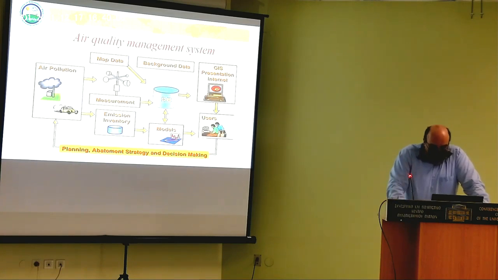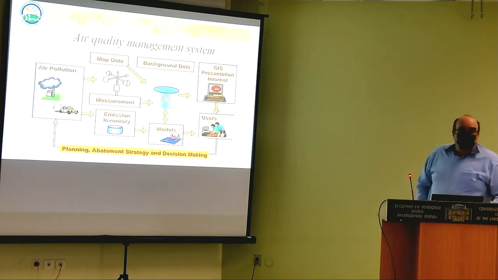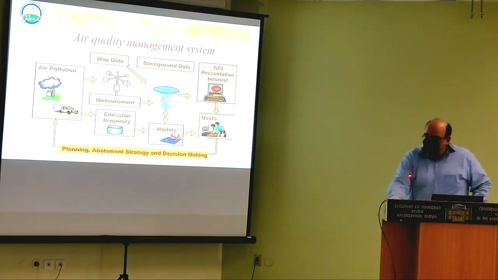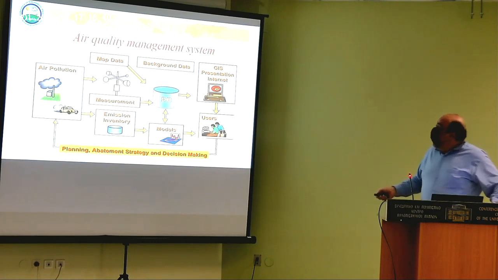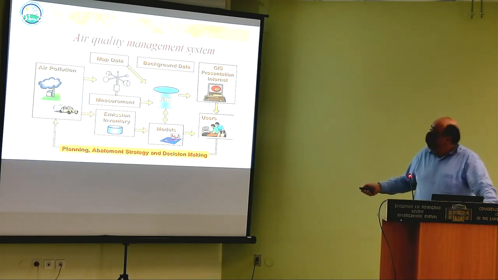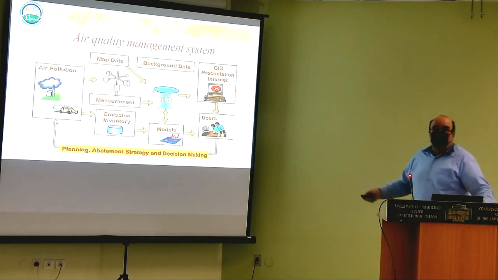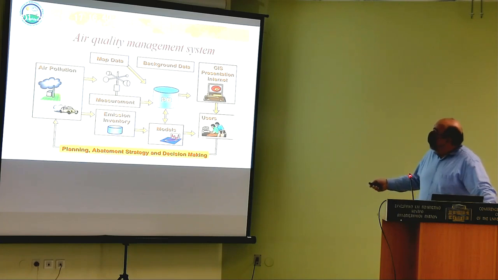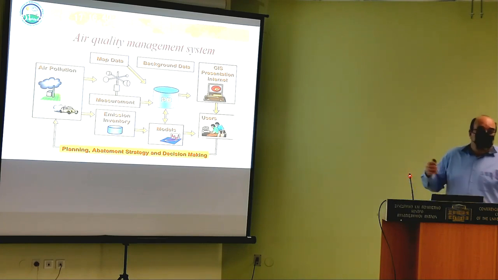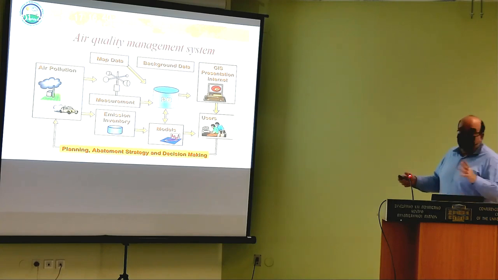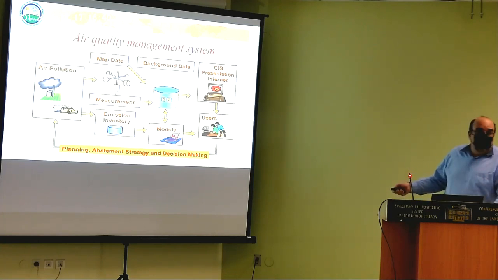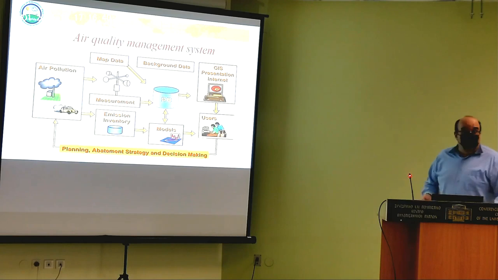So, this is more or less an air quality management system. You have the basic, which is actually the air pollution. We have the emission inventory. We have the measurement. We have all the data for mapping, the GIS, etc. You have all the background data like the land use and etc. You have the models, and then all these are in the database, and you give the outcome. And then the outcome is represented somehow. It's given to the users, and now you have a full system here that you can play with, and you can go to make plans, to make strategies, to make decision making.